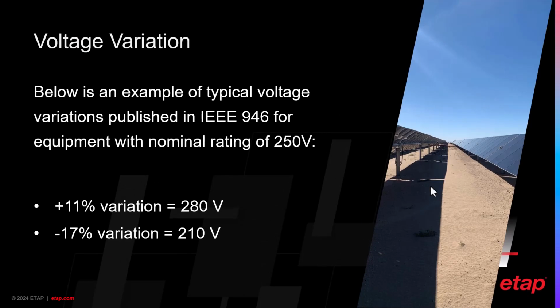Now, voltage can be, of course, one of the key items that can vary. Depending on the equipment data sheets, different industry practices, and of course, guidelines that are out there, the voltage variations will be different for each type of system. Now, there are references out there, for example, the IEEE 946 does publish typical voltage variations. For example, they list for equipment rated with a nominal voltage of 250 volts, the potential typical voltage variation of plus 11, or positive 11%, or a negative 17% reduction.